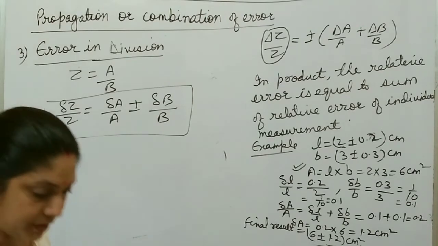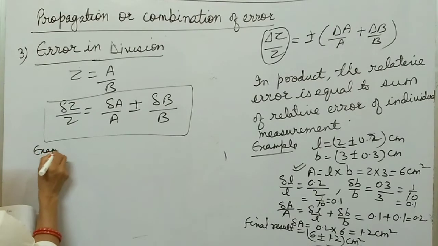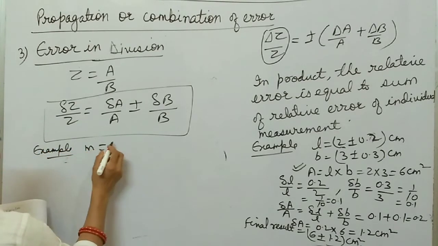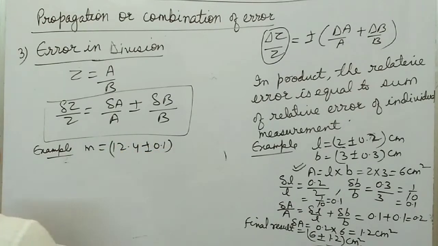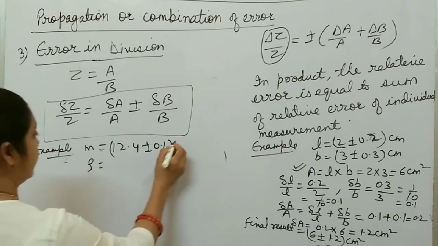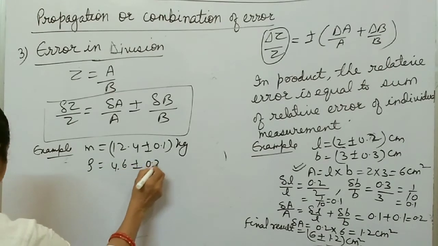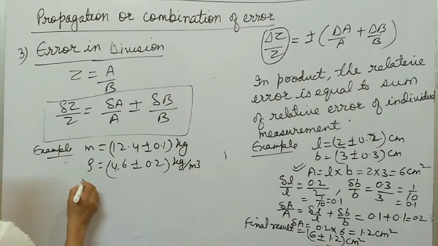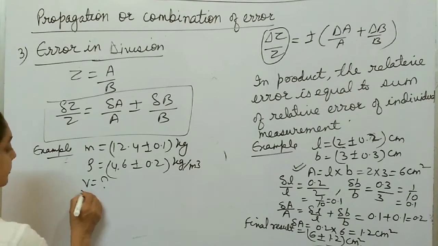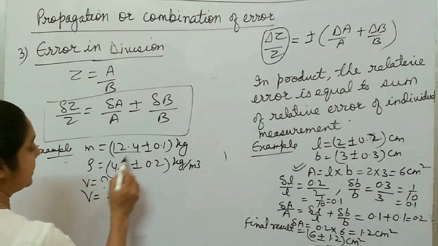For example, suppose the measurement of mass is given as 12.4 plus minus 0.1 kg, and density is also given as 4.6 plus minus 0.2 kg per meter cube. Now you have to calculate volume. So what is the formula for volume? Volume is mass by density. So this first term represents its true value.